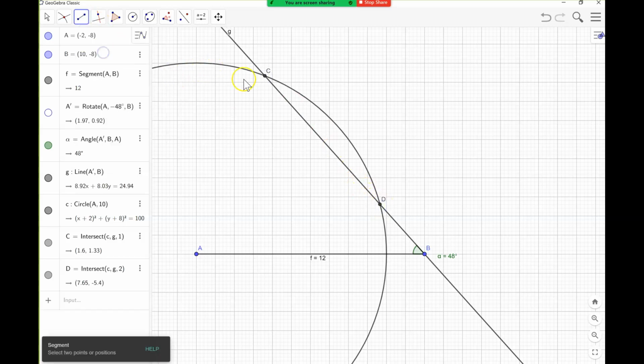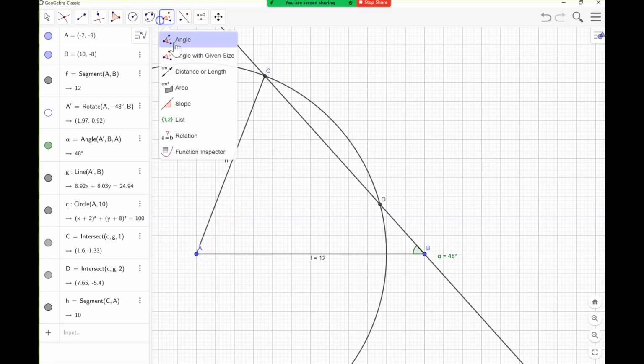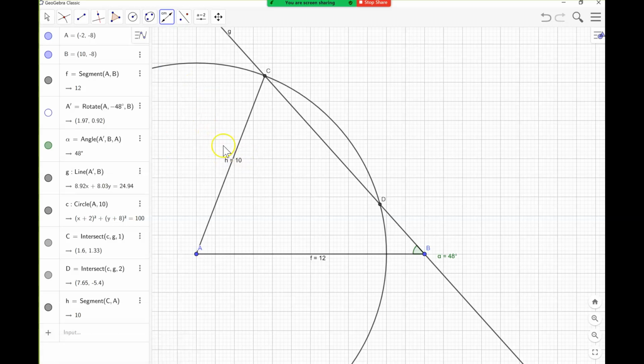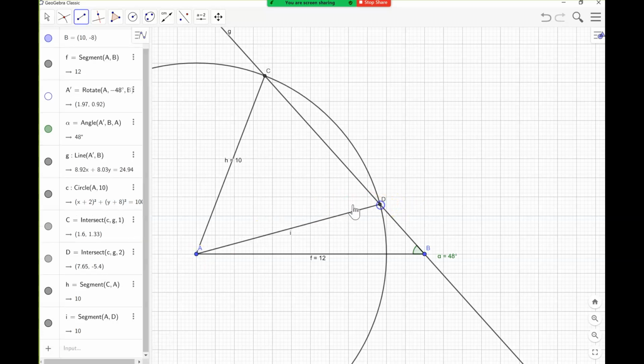So I can make the triangle CAB. And notice that triangle is 10, 12, 48. You guys all see that? If I make the triangle DAB, I also have side lengths 10, 12, and then a 48-degree angle. You guys see that? How I can make 2 triangles with those measurements?